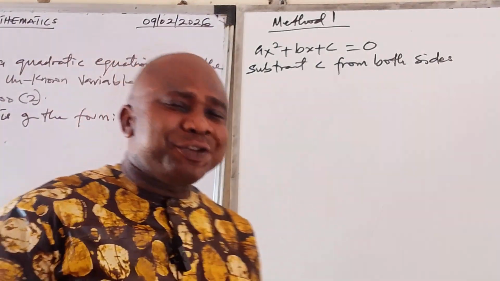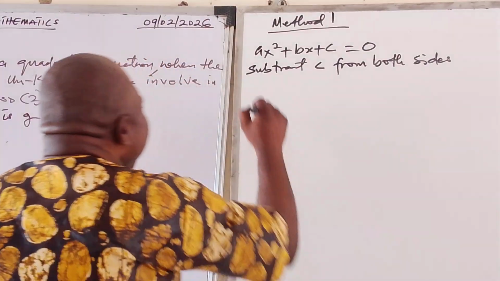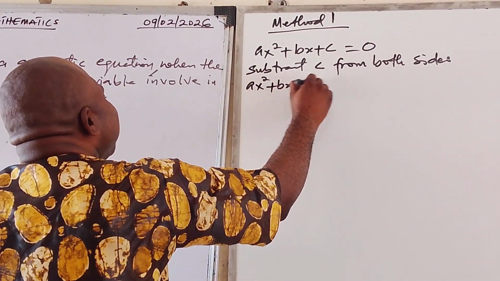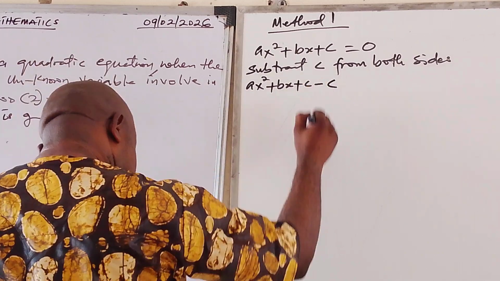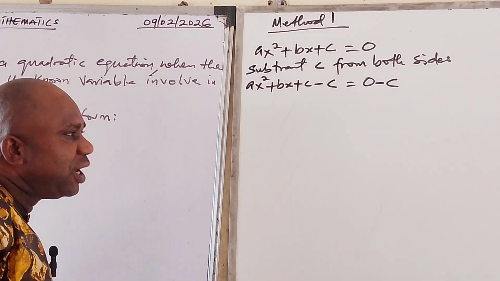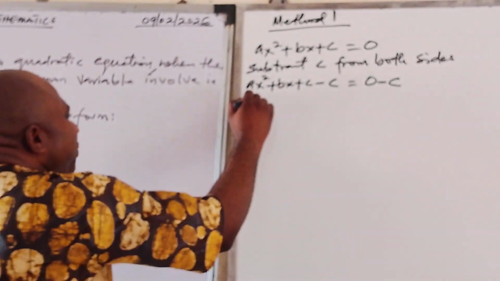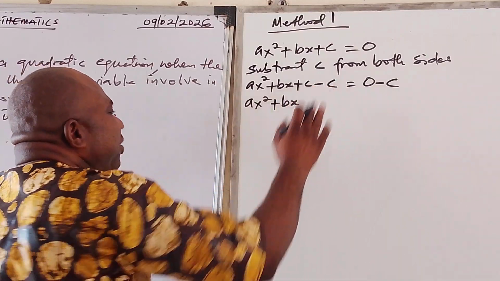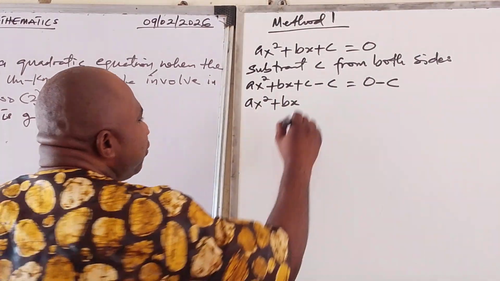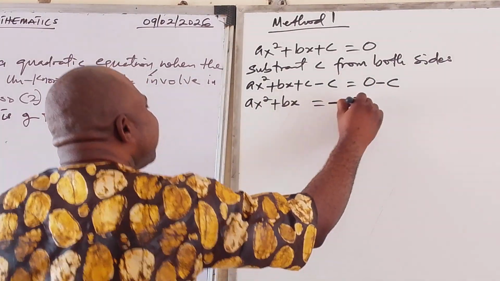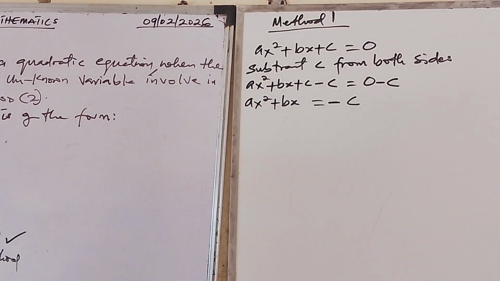Now, if we are subtracting c from both sides, it means here we have ax² plus bx plus c minus c is equal to 0 minus c. And of course, here we have ax² plus bx, c minus c is gone. Now this will be equal to 0 minus c, which is minus c. Yes, so that's step number 1.